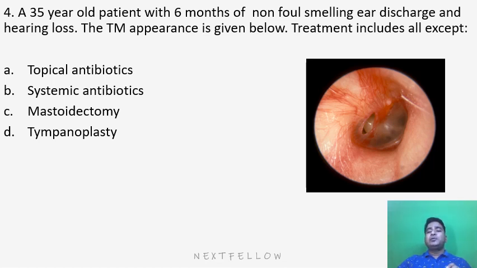The treatment includes all of the above, except. So this is a diagram showing a perforation, which is a central perforation. So we can give topical antibiotics, we can give systemic antibiotics, we can do mastoidectomy, tympanoplasty, that is a reconstruction of the tympanic membrane. But in safe type of CSOM, mastoidectomy is not very much preferred. If required, we can do it, but out of all these options, option C is the one which is least preferred. So it seems to be the correct answer. Okay.